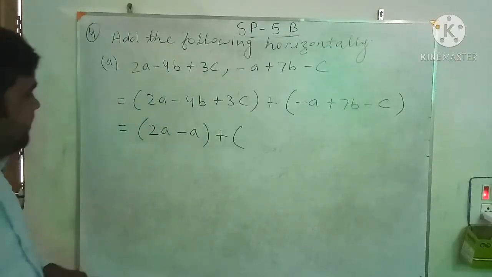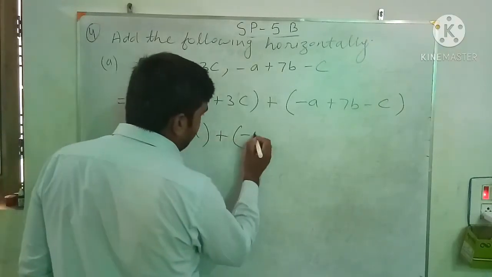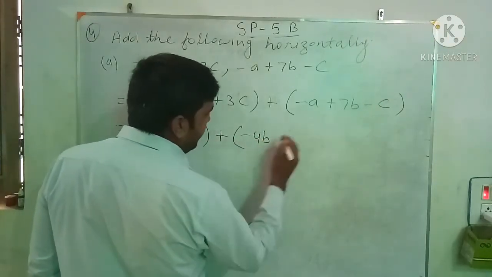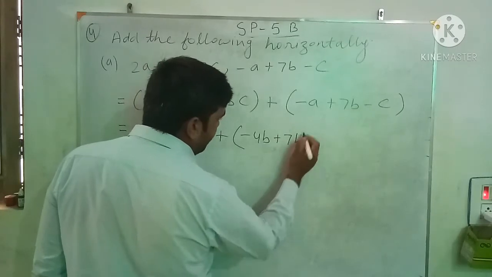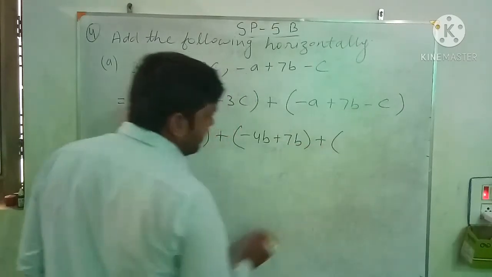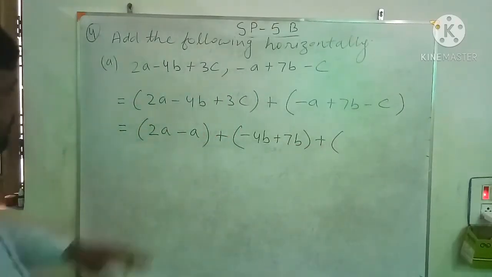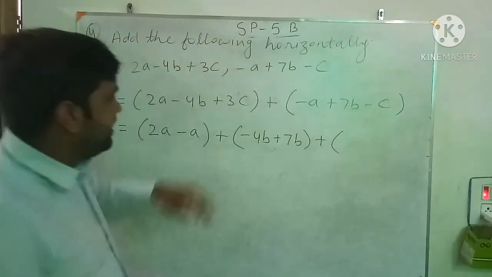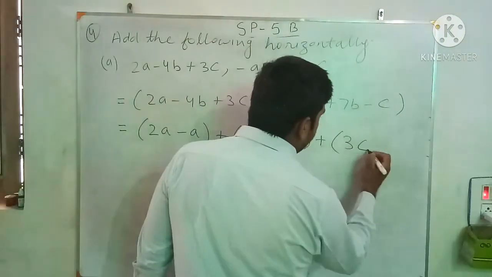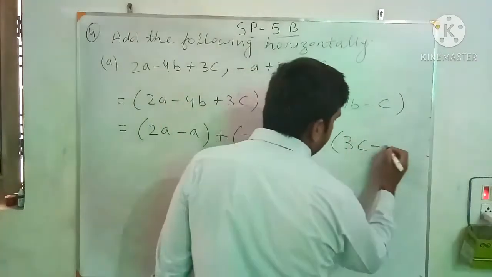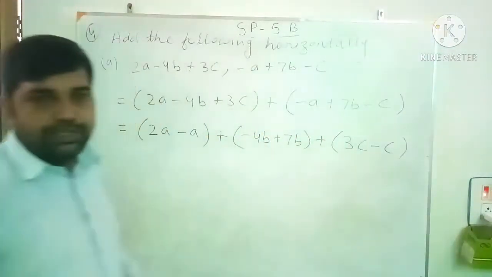The second group contains the variable b: minus 4b and plus 7b. This is the second group. Plus the third group of the terms containing variable c. The term containing variable c in the first polynomial is 3c, and in the second polynomial the term is minus c. See, we have made three groups here.